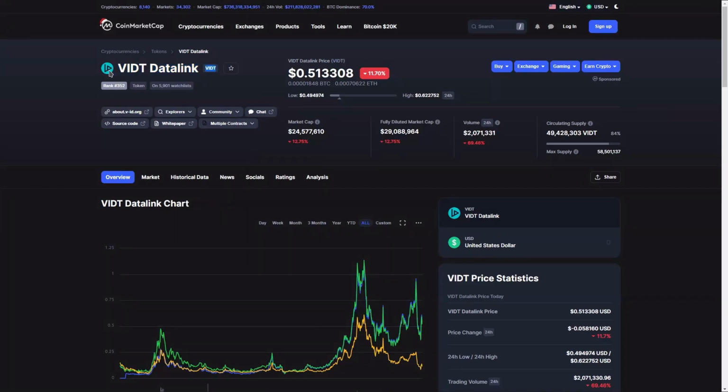So let's take a look at the price of VIDT. The price sits at 51 cents, with a market cap of $24 million and circulating supply of 49.4 million VIDT, out of the maximum supply of 58.5 million.